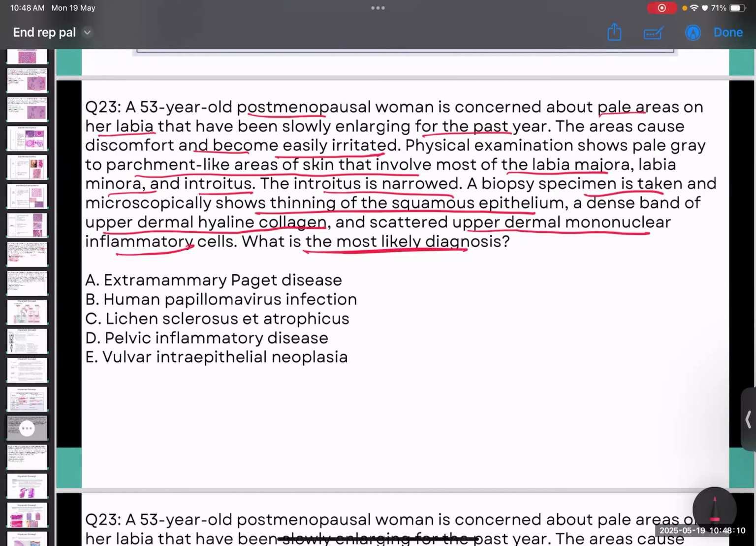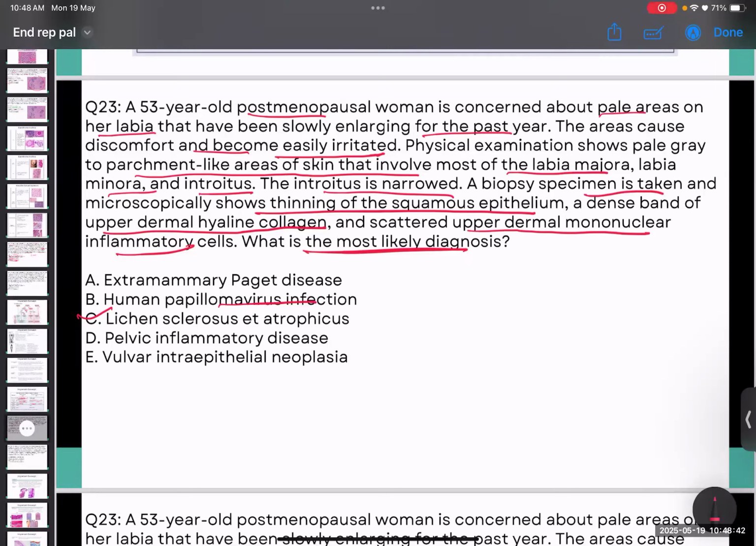So this is going to be a classic scenario of how she's postmenopausal. She doesn't have estrogen, and as a result of the lack of estrogen, the skin down there is undergoing atrophy. So this is going to be lichen sclerosus et atrophicus. Extramammary Paget disease would not present with symptoms like pruritus and pale areas all over her labia, and the biopsy would not show thinning of the squamous epithelium. Rather, it would show Paget cells.